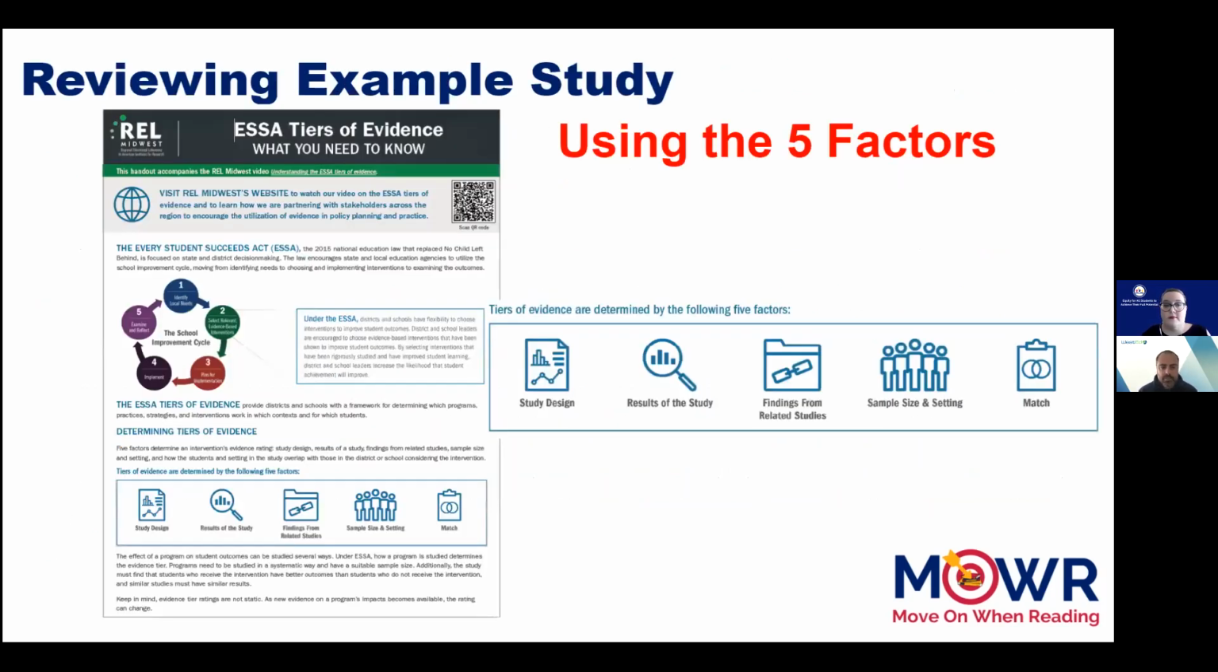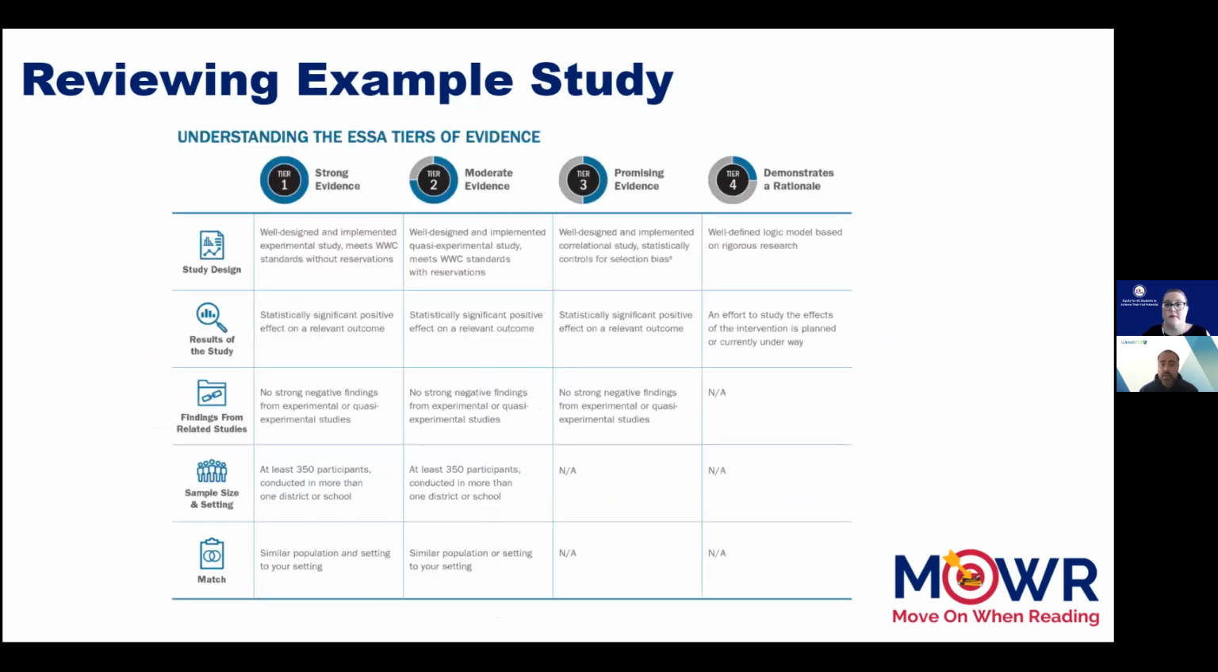Now we will use the ESSA Tiers of Evidence handout and the 5 factors to review the example study. The 5 factors that we will consider are study design, results of the study, findings from related studies, sample size and setting, and match. The backside of this handout includes a really useful table that shows how each of the 5 factors is related to each ESSA evidence tier. We will use this table while evaluating the study.